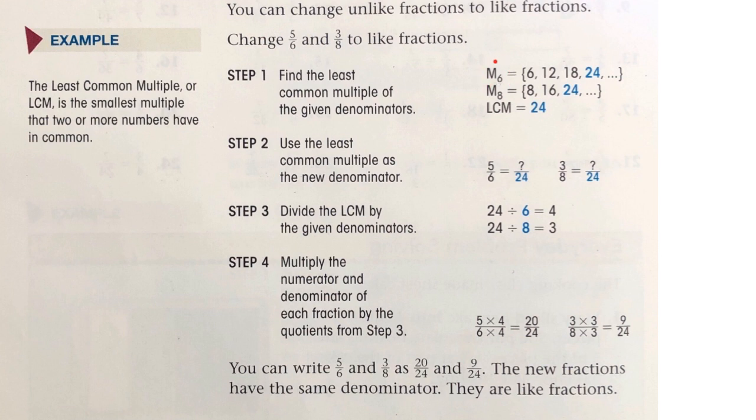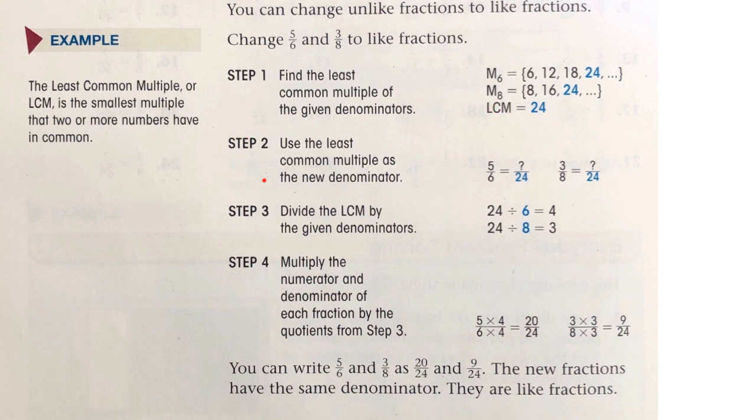So the M represents multiples. So 6, 12, 18, 24, and we can keep adding 6 more. Multiples of 8, represented with M sub 8 equals 8, 16, 24, and we could keep going by adding 8 more. But we found our match. The first one that matches is 24. So the least common multiple between 6 and 8 is 24.